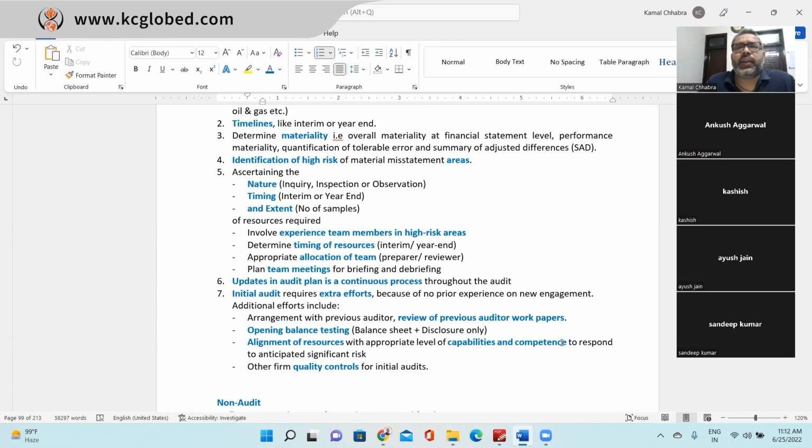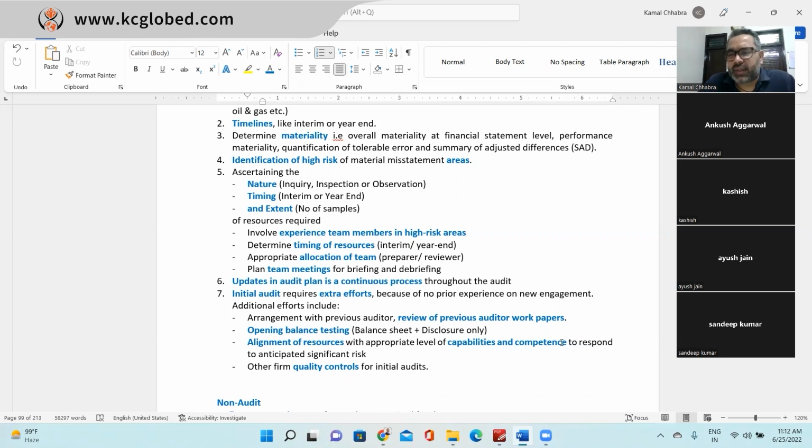Second is T, which is timing. Timing may be interim, quarterly, or year-end, right? Third is the extent. To what extent will we be performing those procedures, like the number of samples you will be testing. So ascertaining the nature, timing, and extent of the audit procedure and the resources required to be involved.